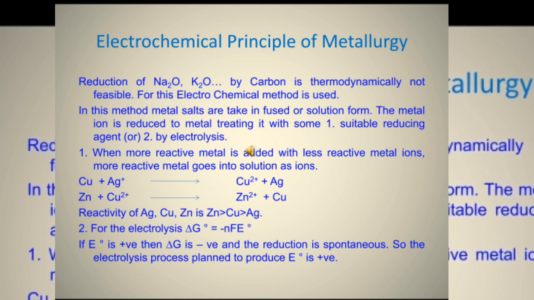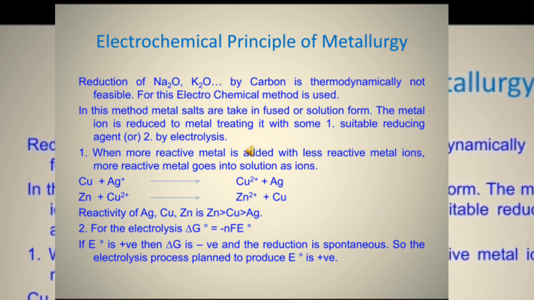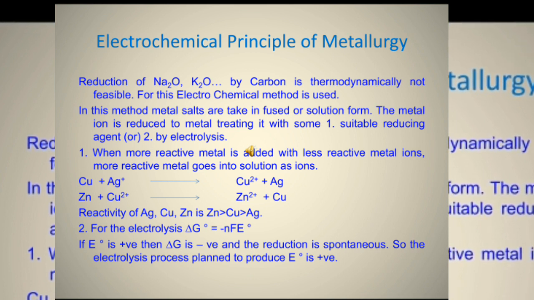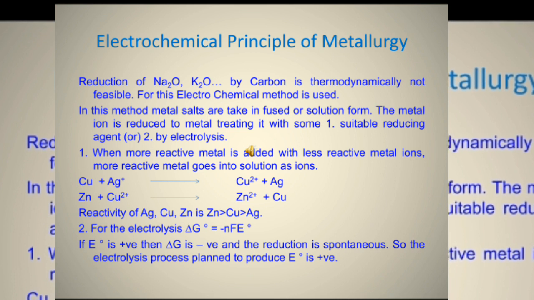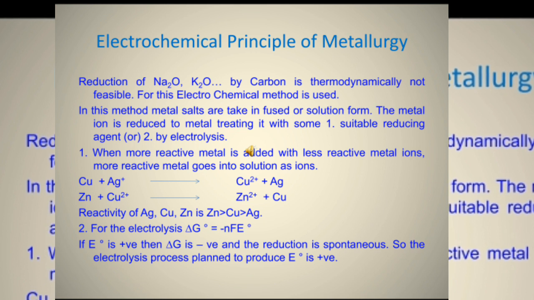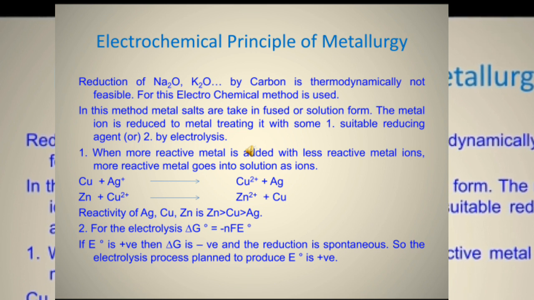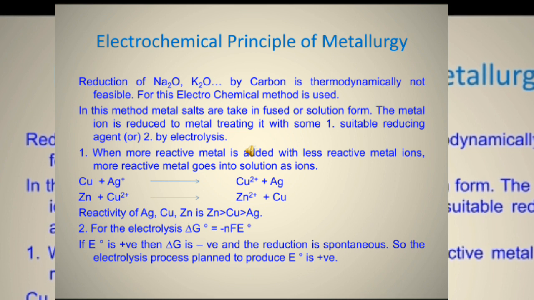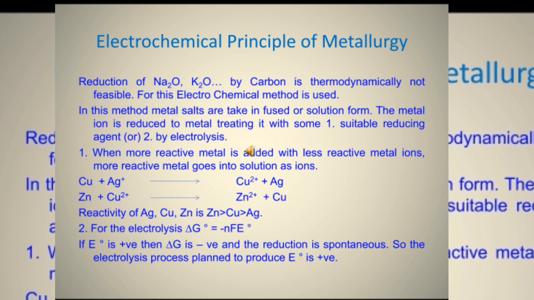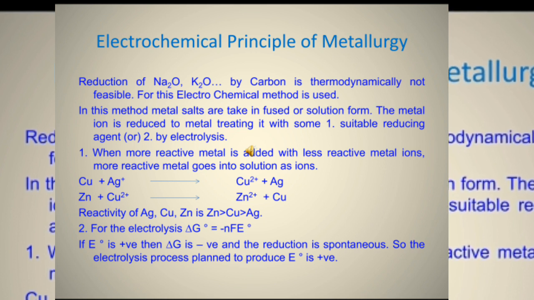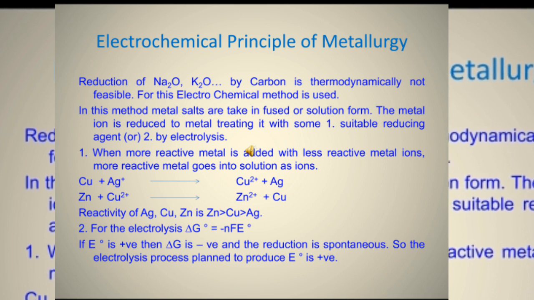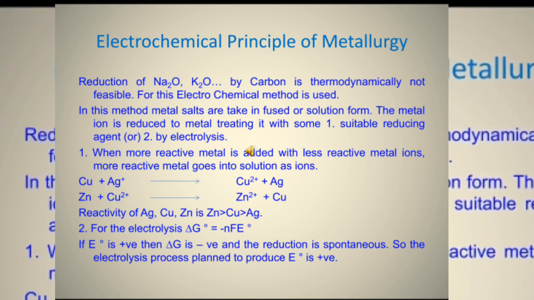For example, copper is more reactive than silver. So you give the copper as a metal and silver as an ion. See the first equation, copper plus Ag plus. Copper Cu means metal, Ag plus means ion. Now see the product side. Now copper becomes an ion and Ag plus becomes a metal. What we are going to say here is that copper is the more reactive metal. That more reactive metal changes the less reactive metal ion into a metal.